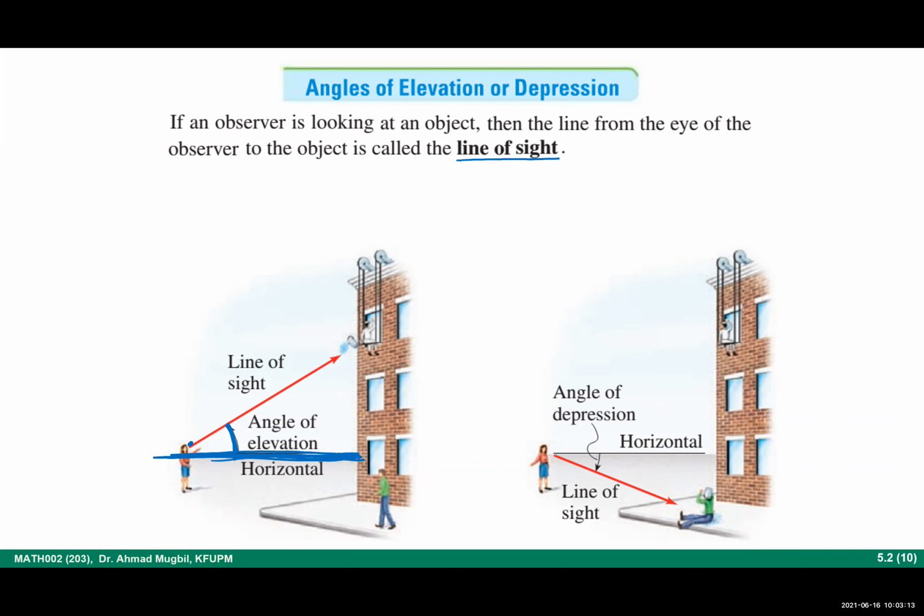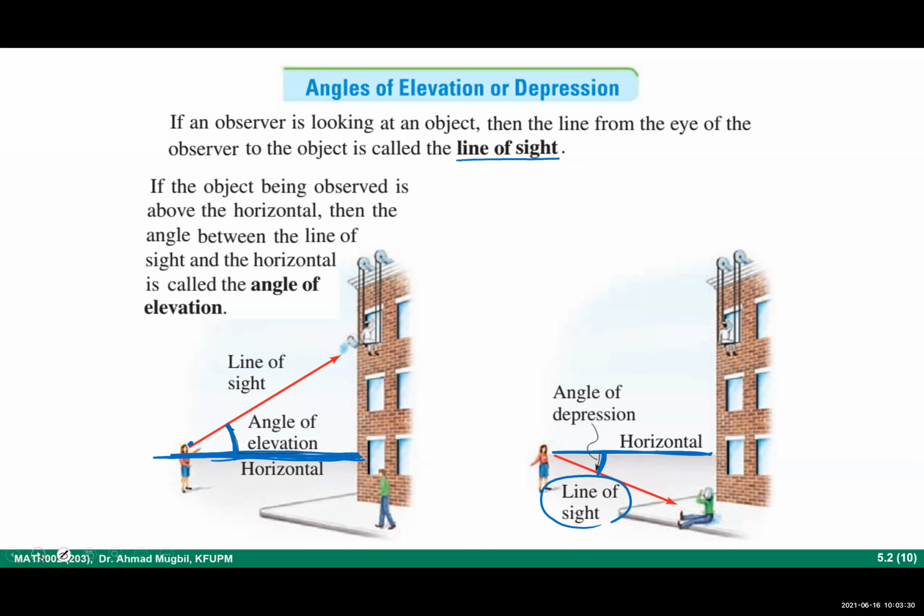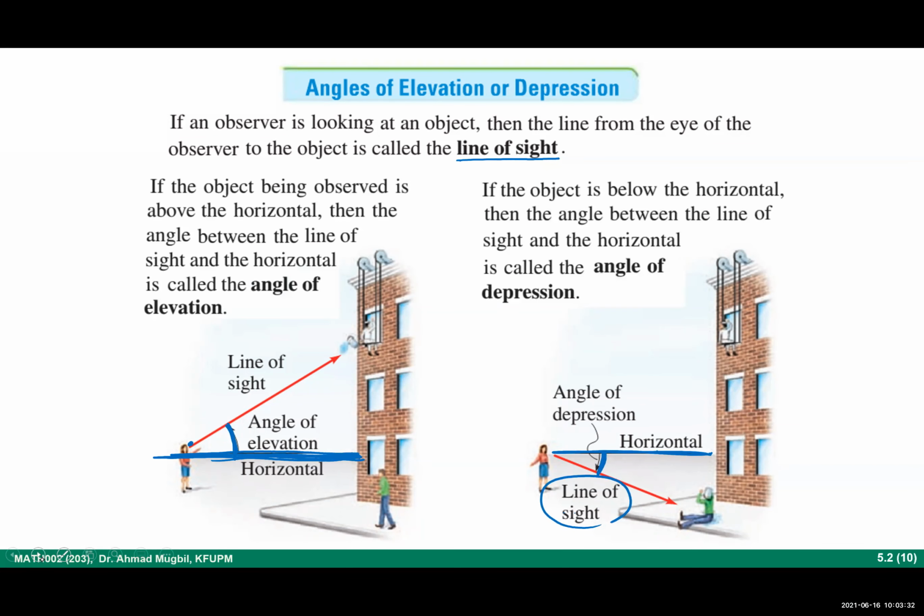If the line of sight is below, so when the thing that you are looking at is below the horizontal line, we have an angle that is called the angle of depression. This angle is called angle of depression, when the line of sight is below the horizontal line. The full definition is here, shabab, for both angles. Let me make it clear for you here.